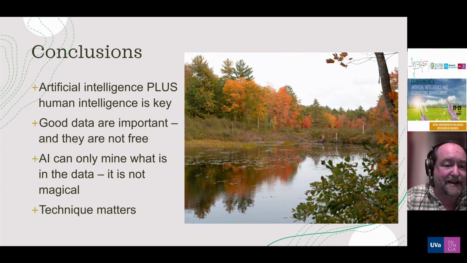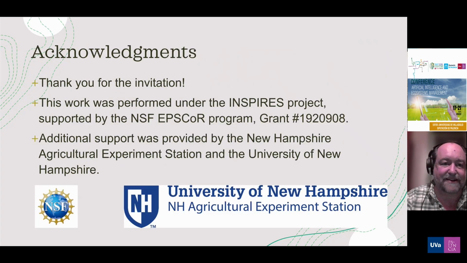And at the same time, AI can only mine out of the data what's in the data. It's not magical. There's a lot of things about scarification, understory, competition, all sorts of factors that we know ecologically should matter for this problem that are not in the data. We're not going to be able to magically overcome those limitations with our machine learning. And finally, with machine learning, I do think that technique matters. Yes, random forests worked well on this problem out of the box, but we did see some performance gains and some knowledge gains by using slightly more complicated techniques.